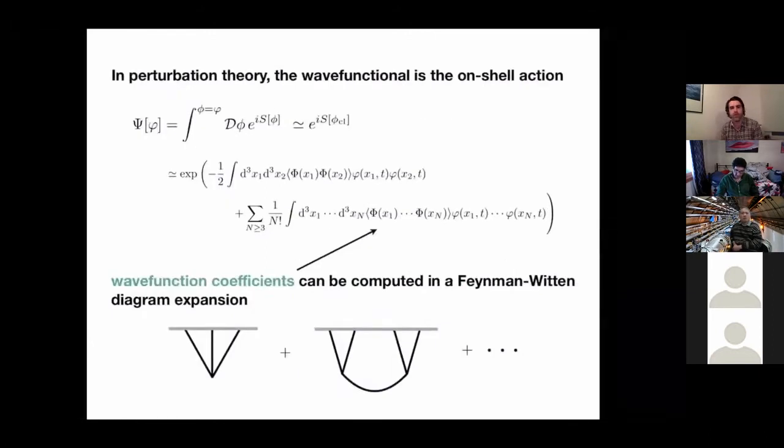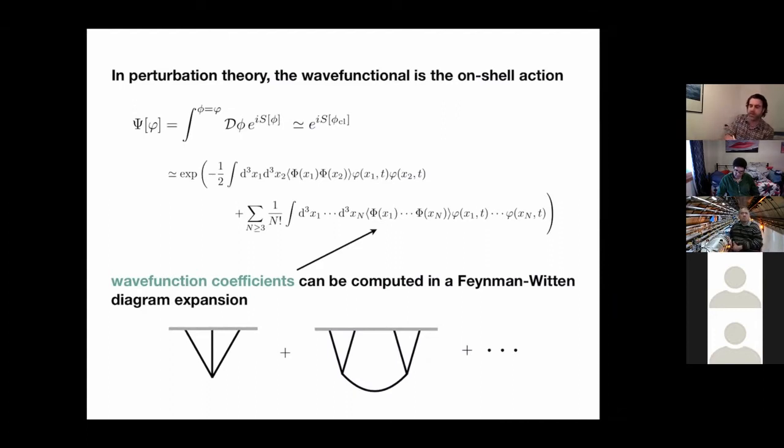Okay, so I'm going to only be talking about perturbation theory, and in fact, I'm only going to tell you things about tree level today. So in perturbation theory, the wave functional is actually quite simple. It turns out it's really just the on-shell action. So it's just the action evaluated on some classical solution with the prescribed boundary conditions that I'm interested in.